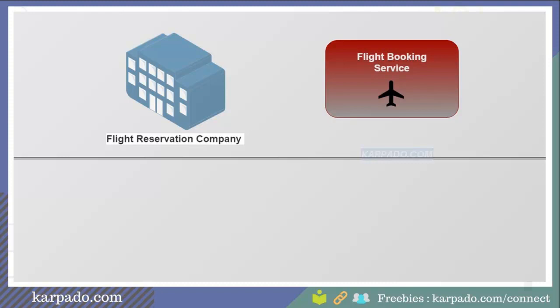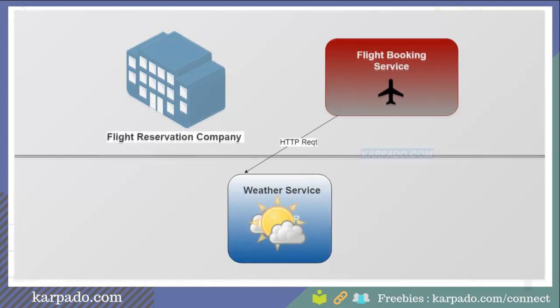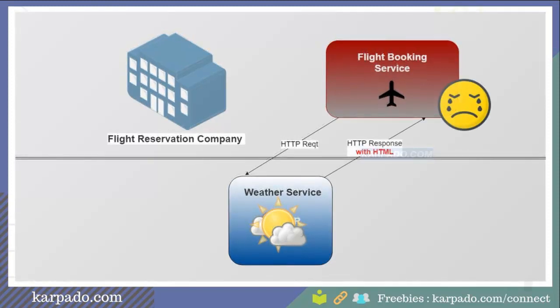So they will approach us and we talk about a deal, and finally we agree on a contract to use our service. From that point on, they will send HTTP requests from their application, from their business logic, to our service to extract the weather information. But our application is designed in such a way that we won't be sending just the data, but we'll send data along with the HTML or the presentation logic. This is clearly a problem.